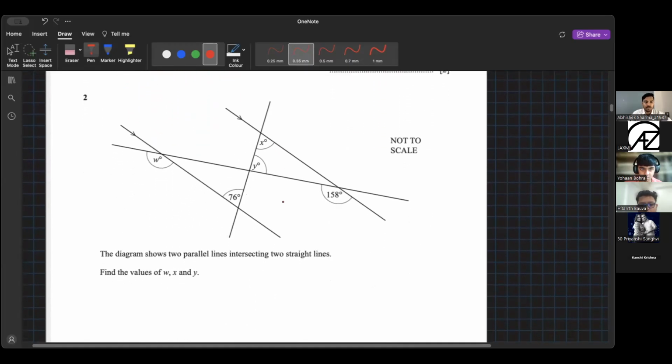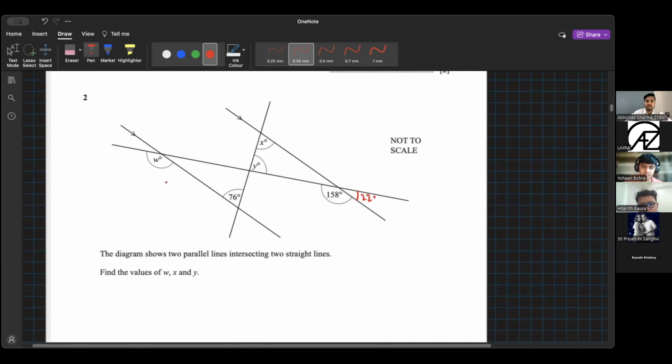Okay. Question number 2: the diagram shows two parallel lines intersecting two straight lines. Find the value of w, x, and y. So these are two parallel lines. This is 76. This is 158, right? If this is 158, the remaining will be how much? 22.